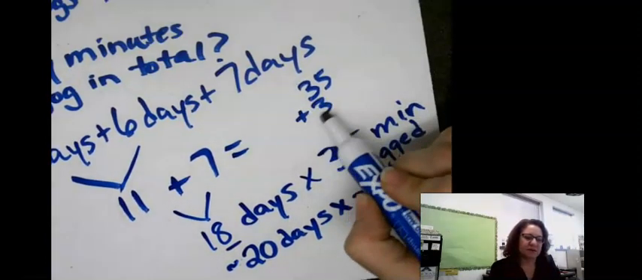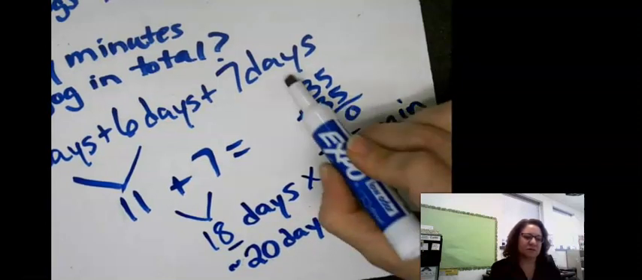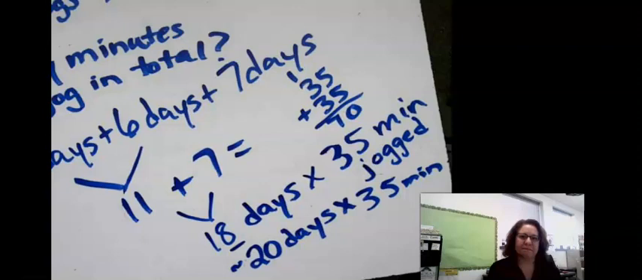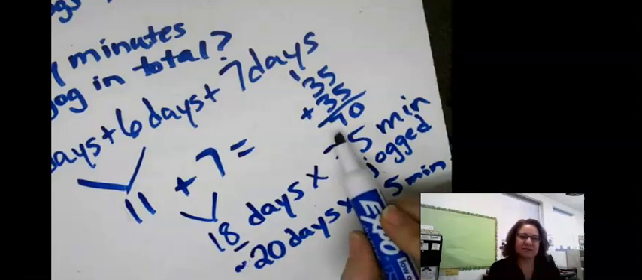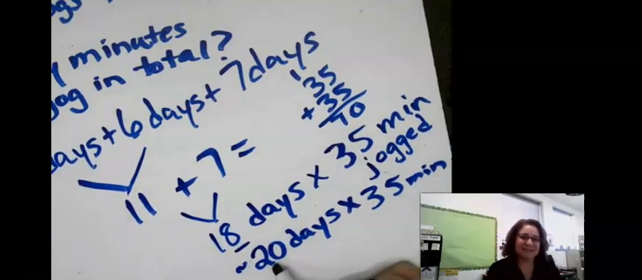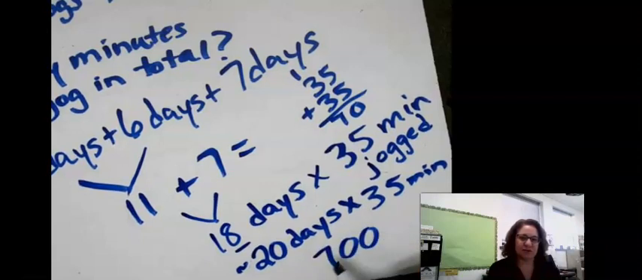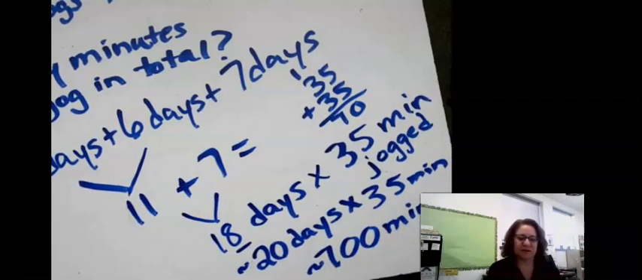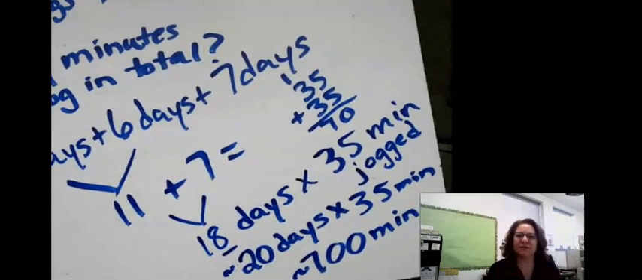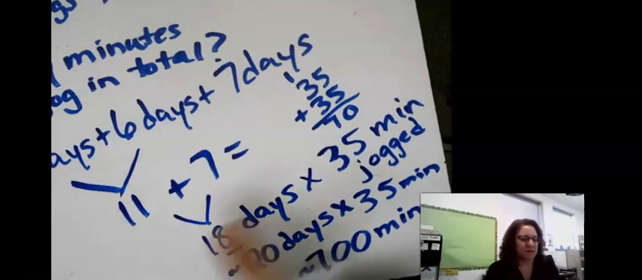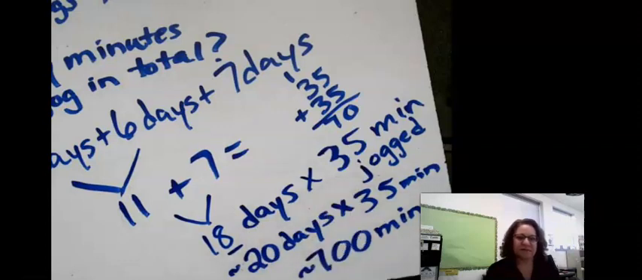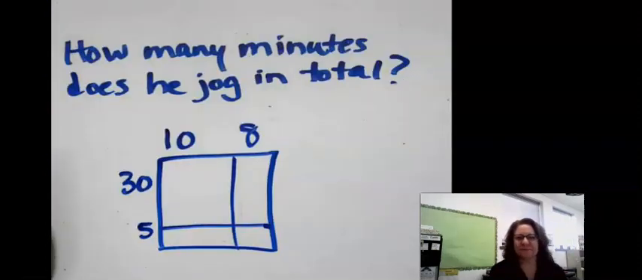35 plus 35 equals 70. So if 35 times 2 is 70, then 35 times 20 is 700. Okay, so this is our estimate. Our answer should be somewhere around 700 minutes. Are you ready to do the exact work? Okay, go ahead and multiply 18 times 35. Okay, what did you get?